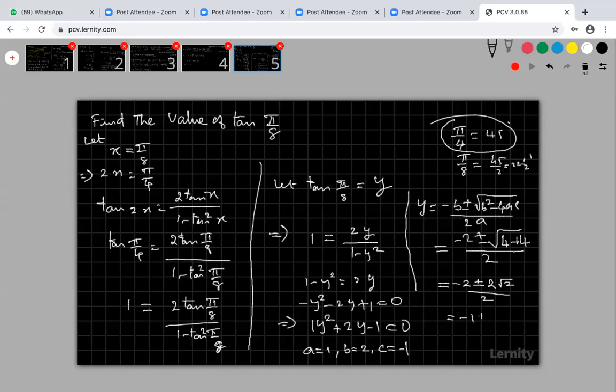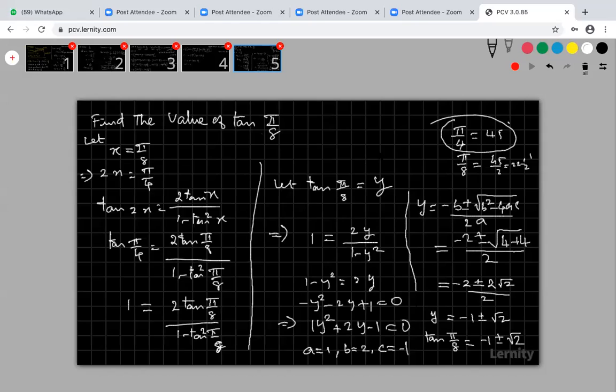What is my y? y is nothing but tan pi by 8. My tan pi by 8 is minus 1 plus or minus root 2. But look at that. What is your pi by 8? Your pi by 8 is nothing but 22.5 degree. Your tan 22.5, that means this pi by 8 belongs to the first quadrant. In the first quadrant, what about the tan of the angle value? It is always positive. In the first quadrant, not only tan, all the trigonometric values are positive. So tan of pi by 8 is positive.